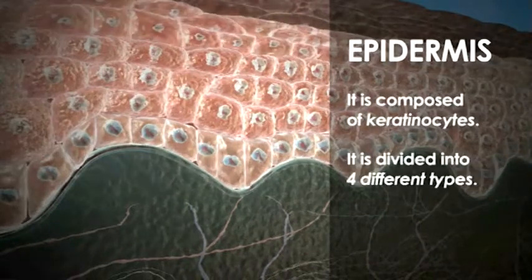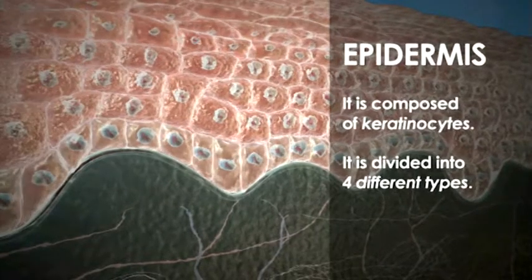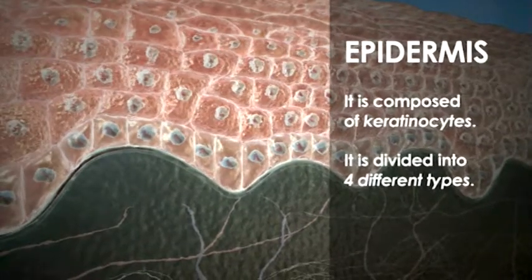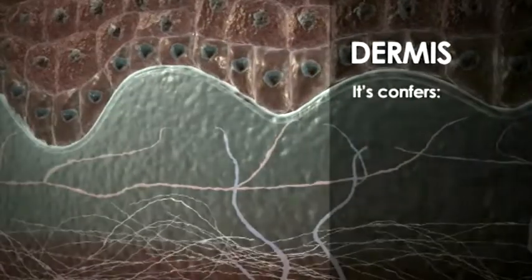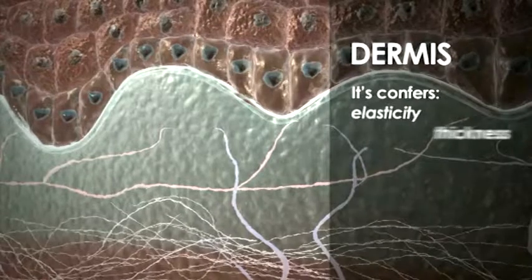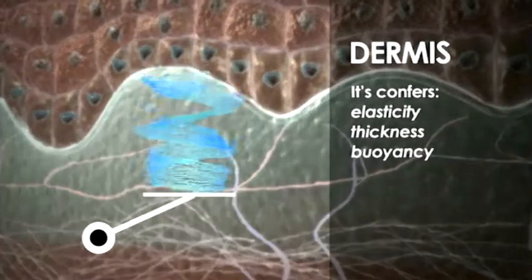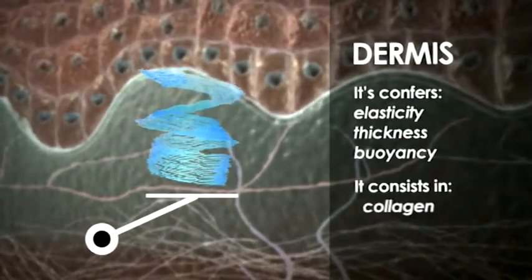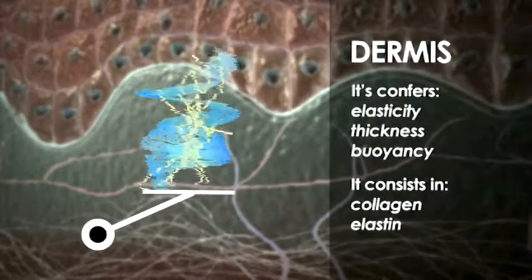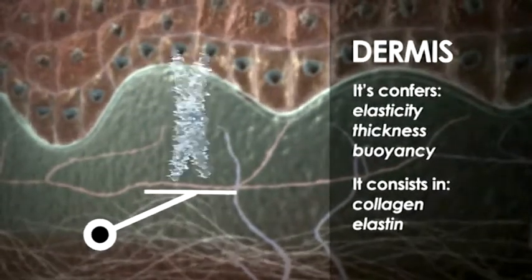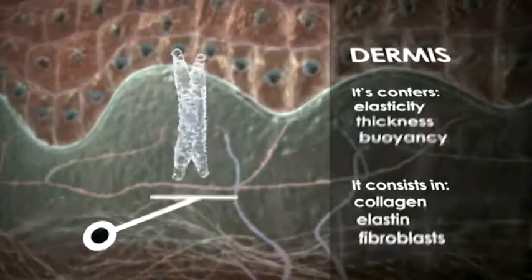It is divided into 4 different layers, which are formed as cells created in the basal layer mature and migrate towards the surface. The dermis lies below the dermo-epidermal junction. The dermis confers elasticity, thickness, and buoyancy to the skin thanks to its microarchitecture composed of a fibrous texture mainly consisting of collagen and elastin immersed in an amorphous hyaluronic acid-based structure. These fibrous and amorphous structures of the dermis are synthesized by specific cells called fibroblasts.